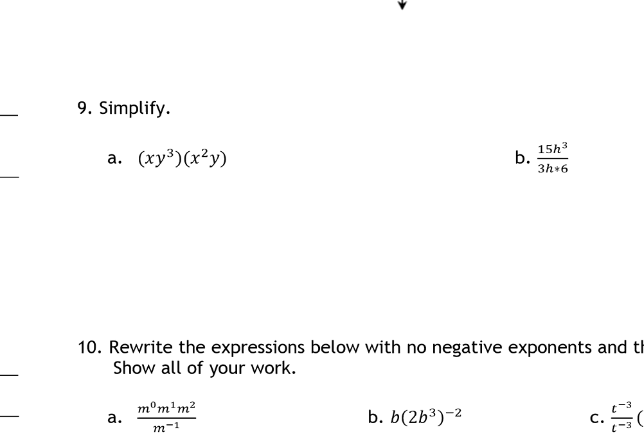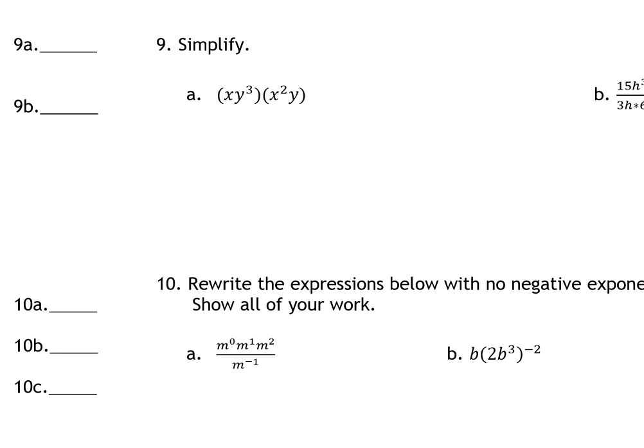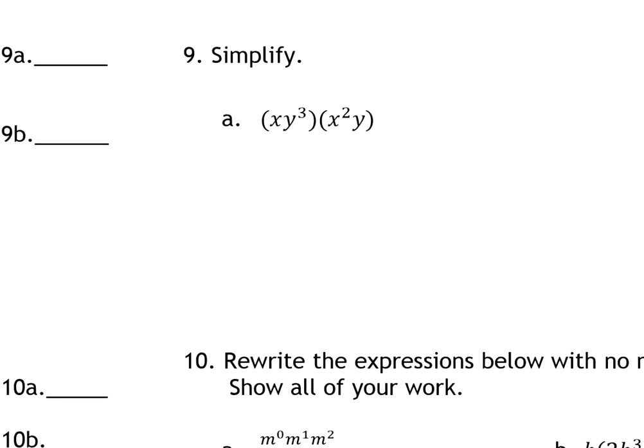Let's move on to number 9. Number 9, it says simplify. I've got here two things that are being multiplied. And if I was to write them out longhand, this would be an x and then 3 factors of y. So x, y, y, y. And then I've got x, x, and then a y.